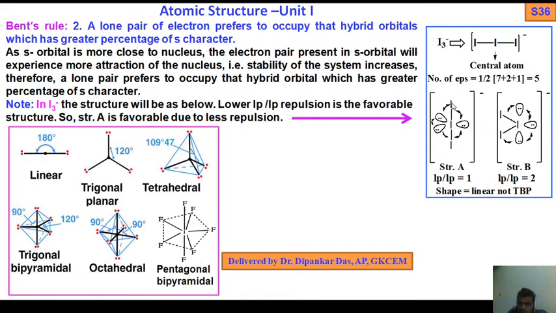So I-I-I is the linear structure, and this has the presence of 3 lone pairs of electrons. So structure A is the favorable structure, more stable due to less LP repulsion. According to VSEPR theory, which is not included in your syllabus, valence shell electron pair repulsion, the structure with lower LP repulsion will be the more favorable structure.